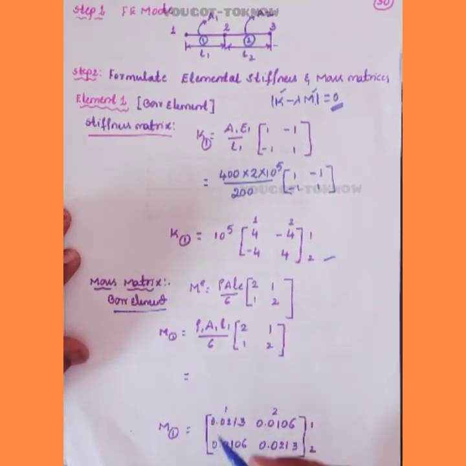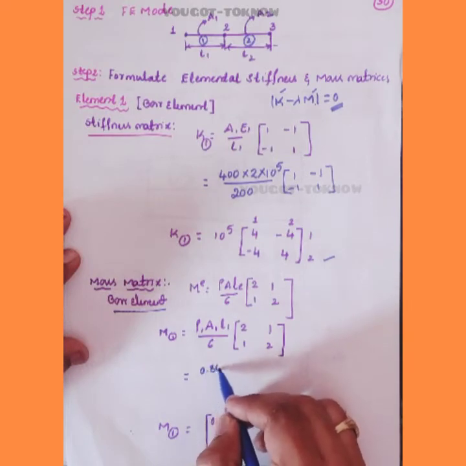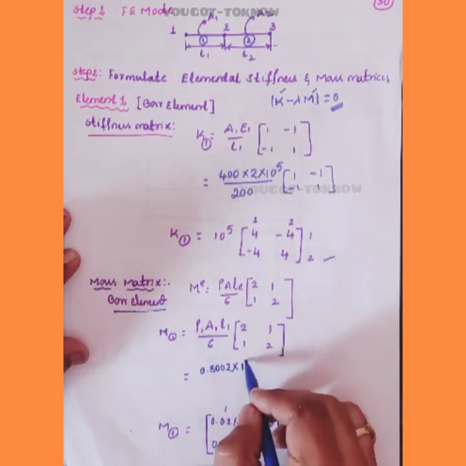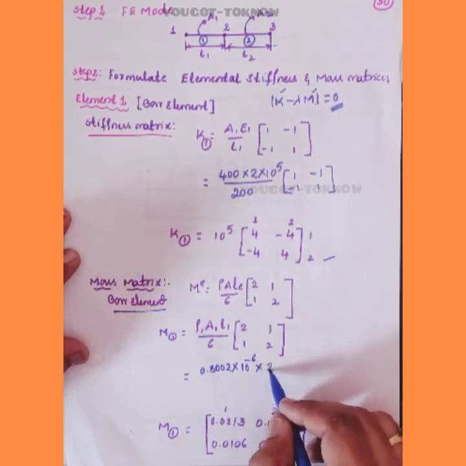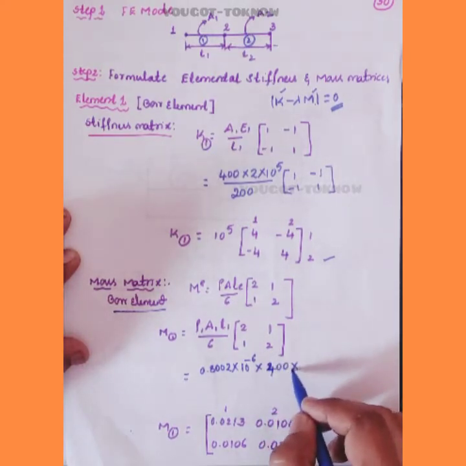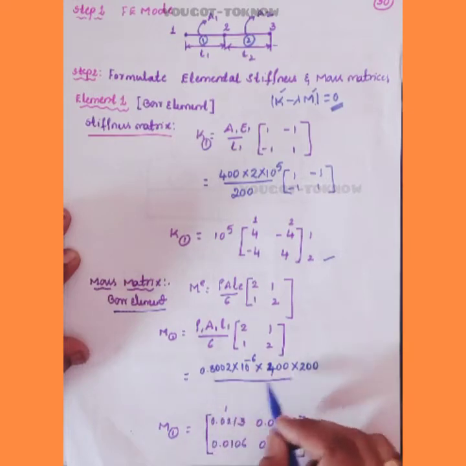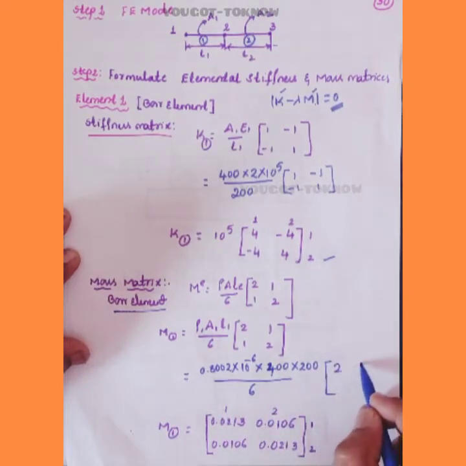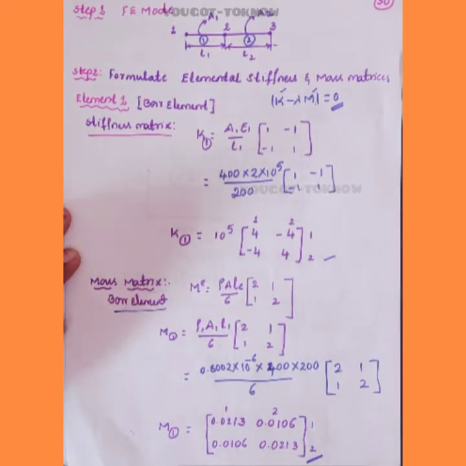Now what is the density? The density we have already calculated, 0.8002 × 10⁻⁶ kg per cubic millimeter. The area for the first element is 400 mm square. The length of the first element is 200, divided by 6, times [2, 1; 1, 2]. Now if you calculate and multiply inside this, you are going to get a value of 0.0106. Now 2112, if you multiply with 2, gives 0.0213, 0.0106, 0.0106, 0.0213. This is your mass matrix for the first element.